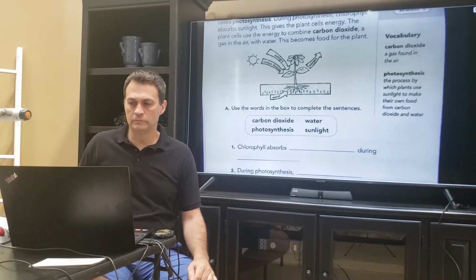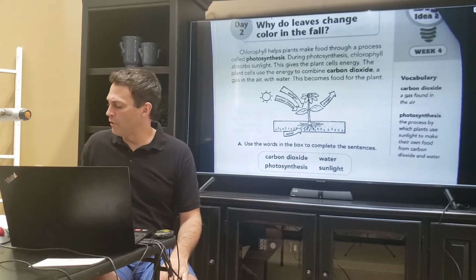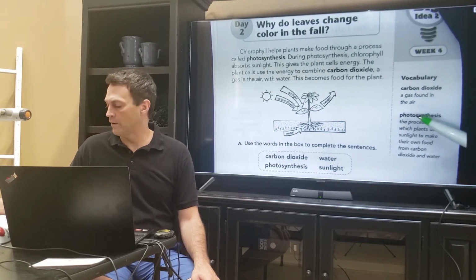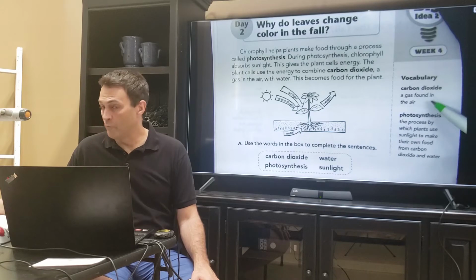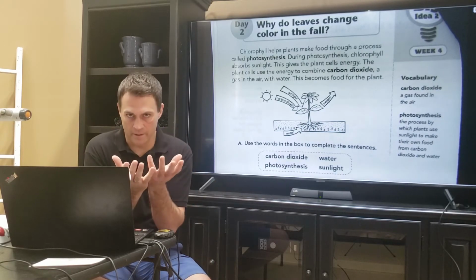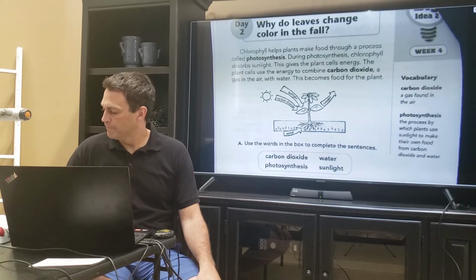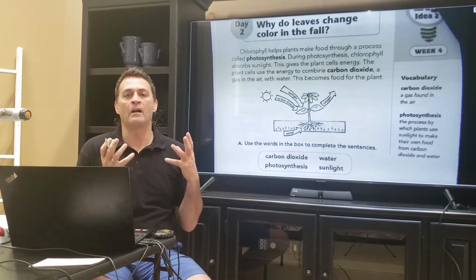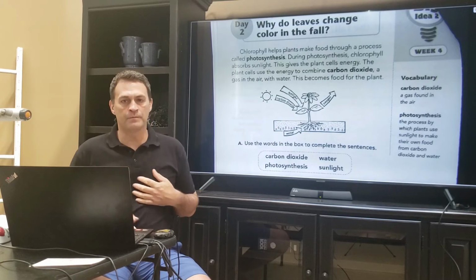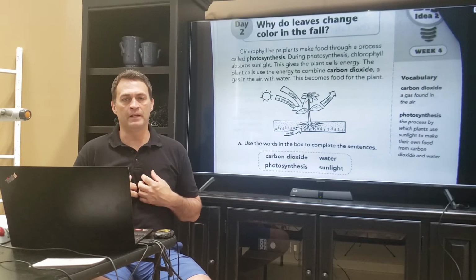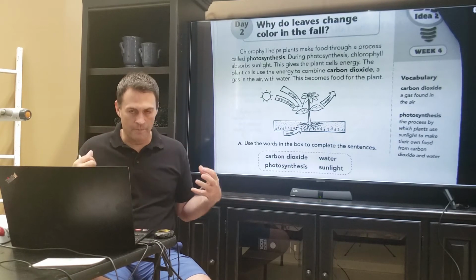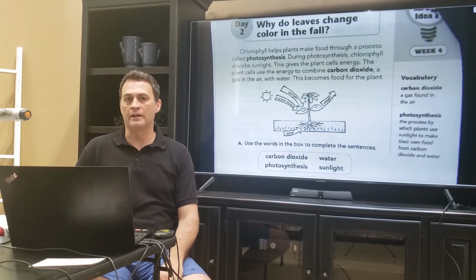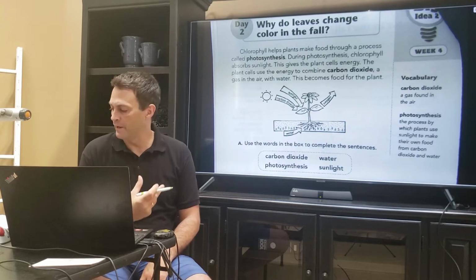Day 2. Yeah, we're doing both sides. All right, vocab. Carbon dioxide. Carbon dioxide is a gas found in the air. Okay? We breathe in oxygen. What we exhale is carbon dioxide. Our lungs separate oxygen from the air, and we absorb that oxygen, and when we exhale, the carbon dioxide is a waste product of the air after we breathe it in.